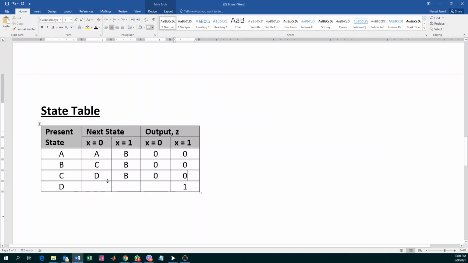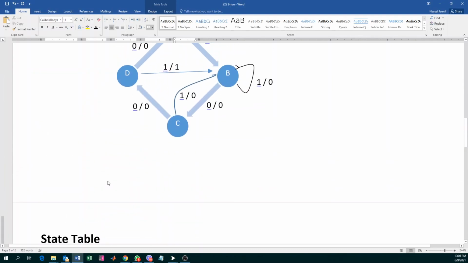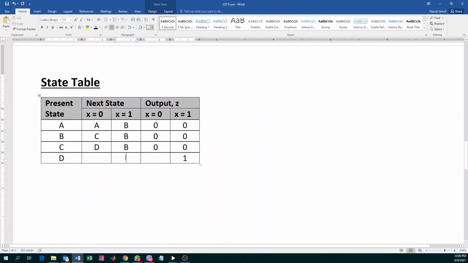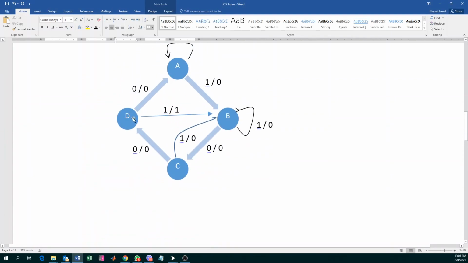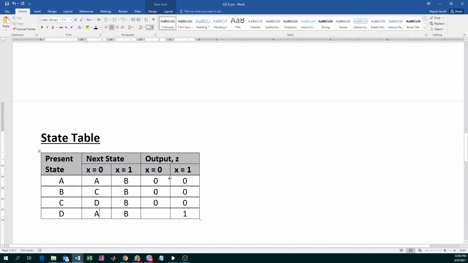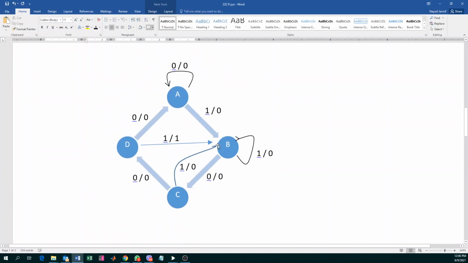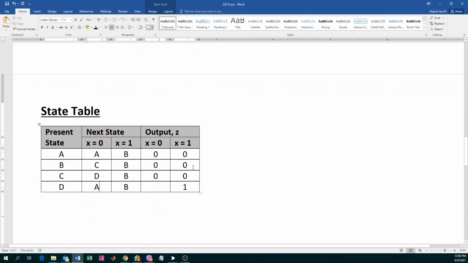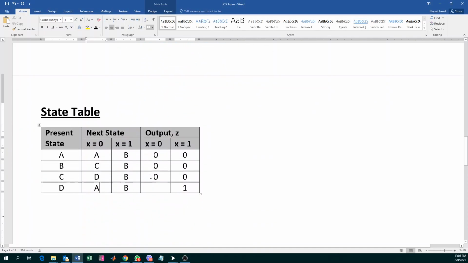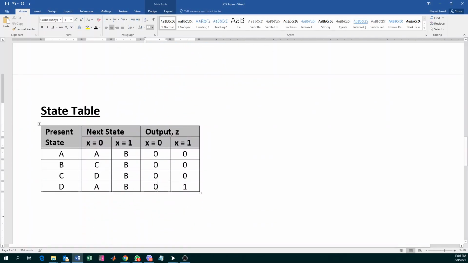Now, if you are at D, this is the catch, please. If you are at D and your input is 1, you go to B, right? And if your input is 0, you go to A. And if your input is 1, your output is 1. And if your input is 0, your output is 0. So that's your state table, guys.